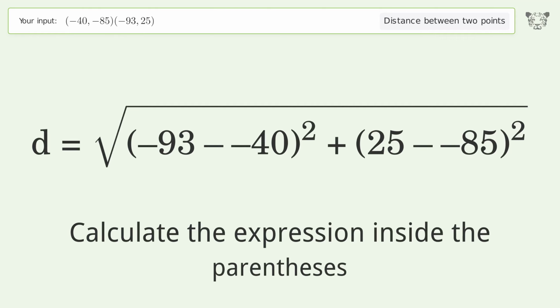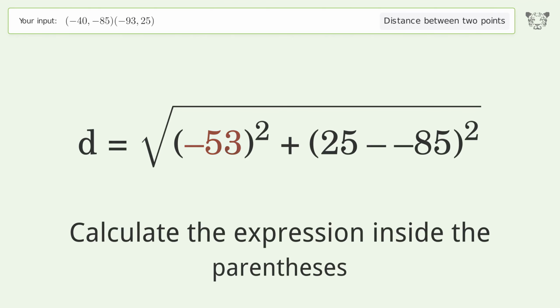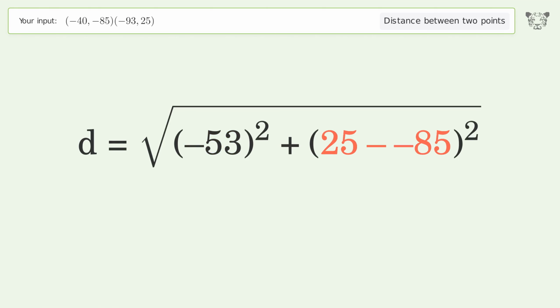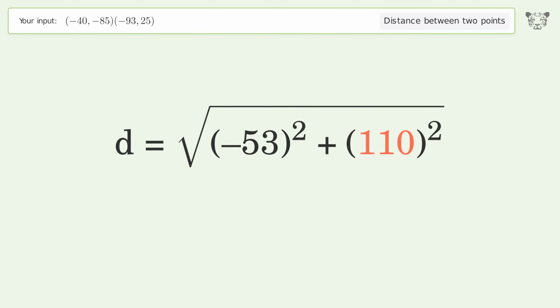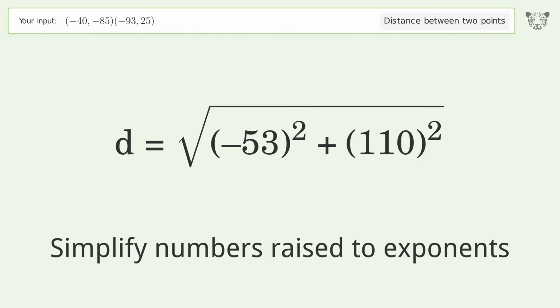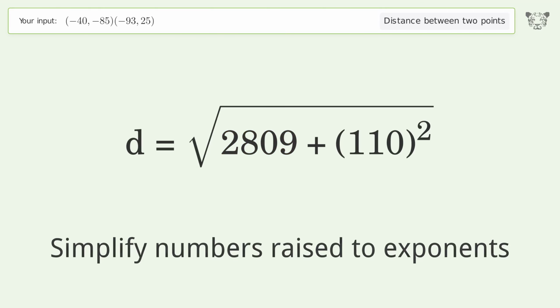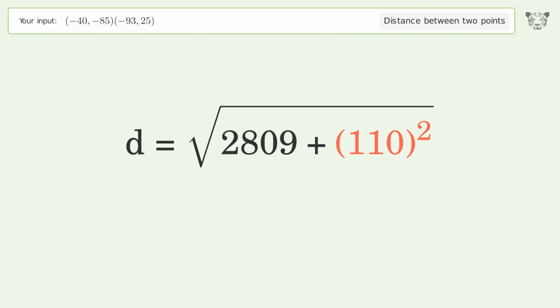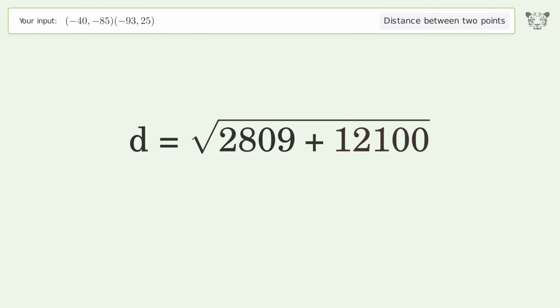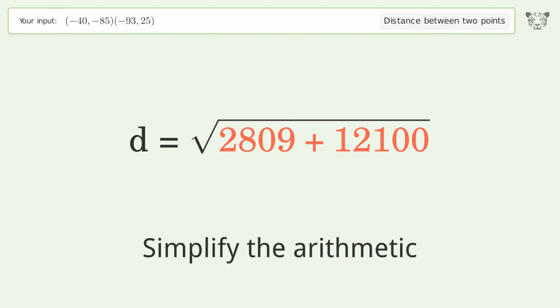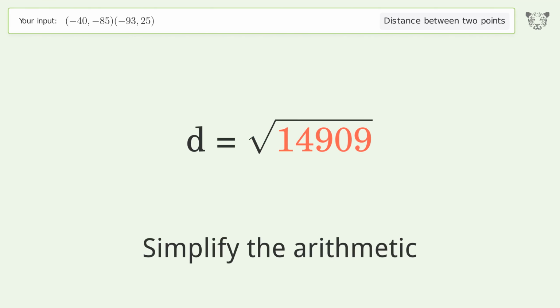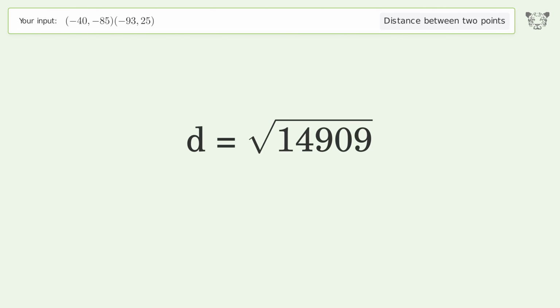Calculate the expression inside the parentheses. Simplify numbers raised to exponents. Simplify the arithmetic. And so the distance between the 2 points is the square root of 14,909 or 122.102.